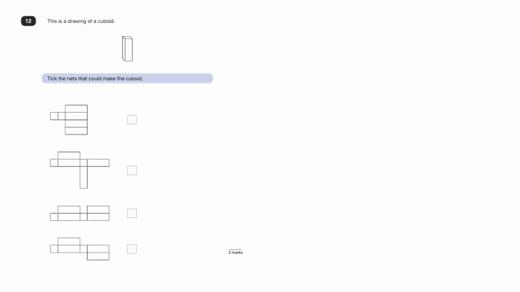With this question, it says this is the drawing of a cuboid. Take the next step the cuboid could make the cuboid. Okay, it's not this one, because this is the top or bottom here. This one and this one. When you join them up, we find that this can join up to the top. This can come up to the side and make the 4 sides, and then this could be the top and the bottom. And the same for this one.